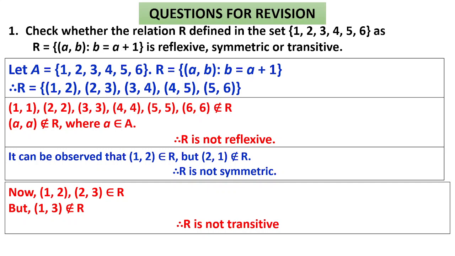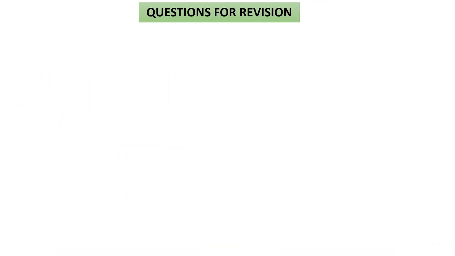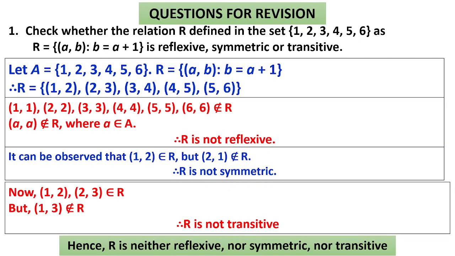Be careful with the transitive. Here, I am able to check 1 is related to 2 and 2 is related to 3, but 1 is not related to 3. Okay? 2 is related to 3, 3 is related to 4, but 1 is not related to 4. 3 is related to 4, 4 is related to 5, but 3 is not related to 5. Well, I think I am giving so many examples. Therefore, it is neither reflexive, nor symmetric, nor transitive. Good. For this previous problem, neither reflexive, nor symmetric, nor transitive.